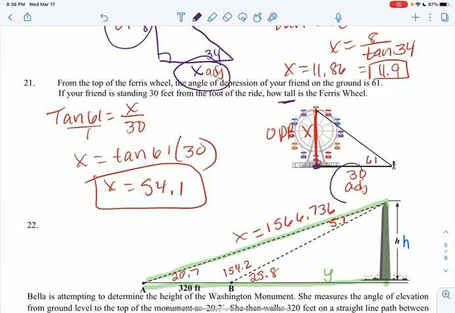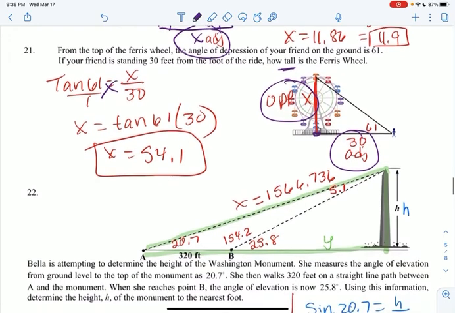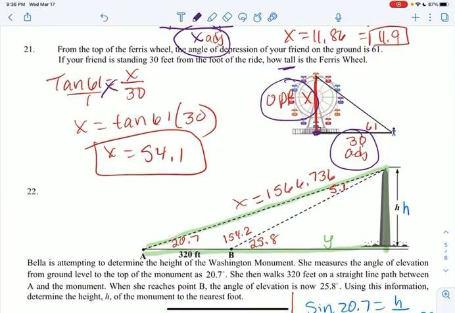So again, I have adjacent and opposite, which is why I use tangent. So tangent of 61 equals x over 30. And I just cross multiply and solve for x. And I get 54.1.